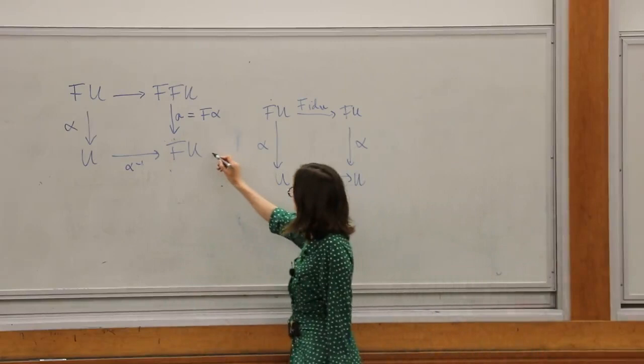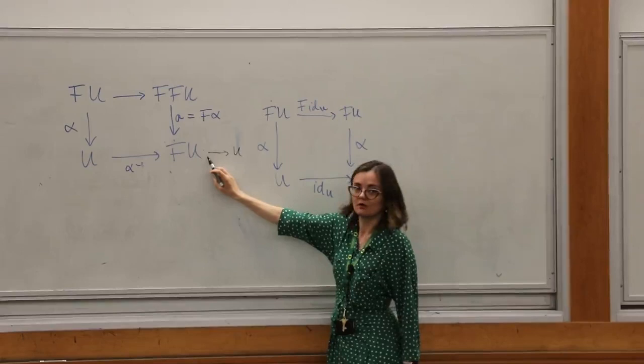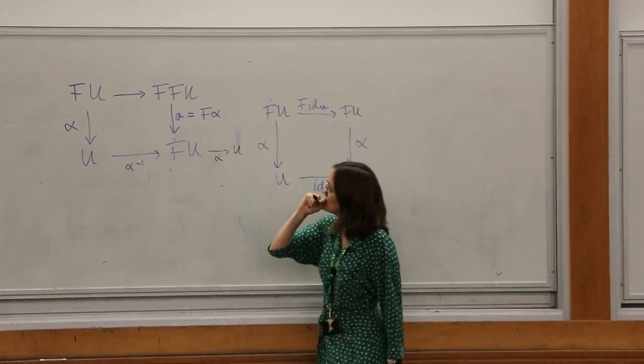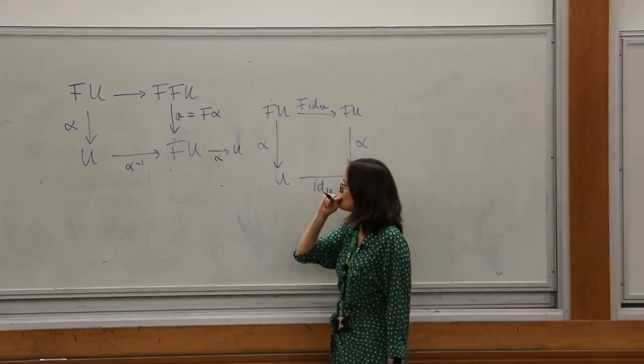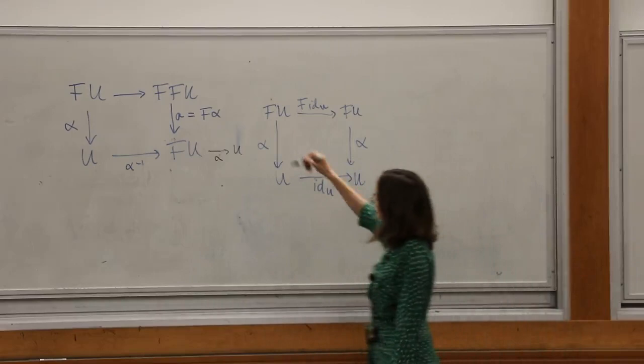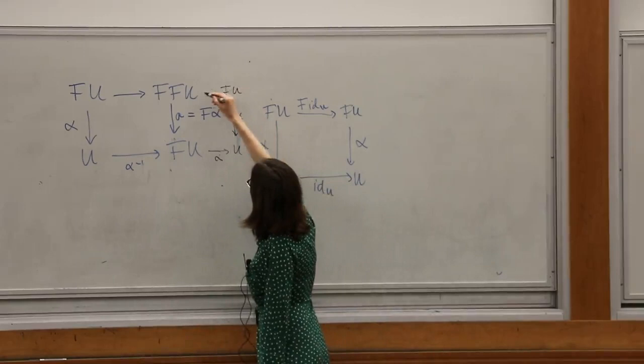You want to go to U here? Yes. How? By alpha, okay. And there's an identity morphism between U and U. That's right, but for that, I need that alpha here. So I need the whole square.